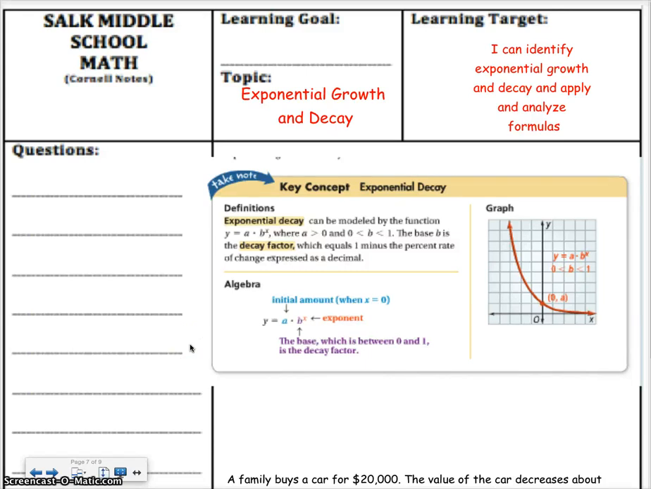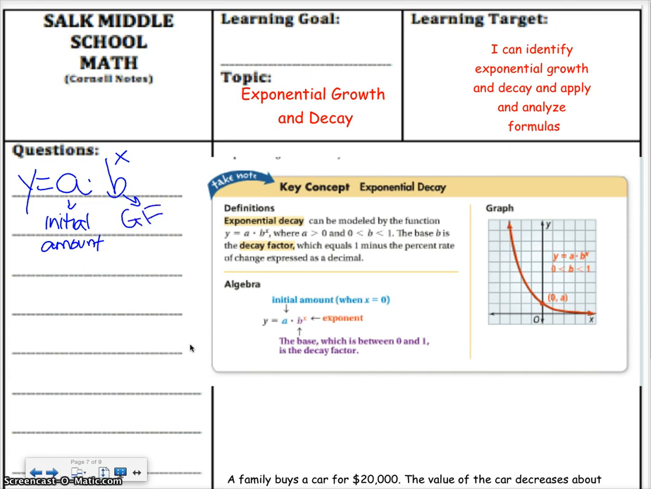Right, so we are going to move on from our exponential functions. Remember, an exponential function is y equals a times b to the x. That means that x is the exponent always. X is not on, like it's not a linear equation or quadratic. It is in the exponent. A represents your initial amount, what you start with. And B is your growth factor.